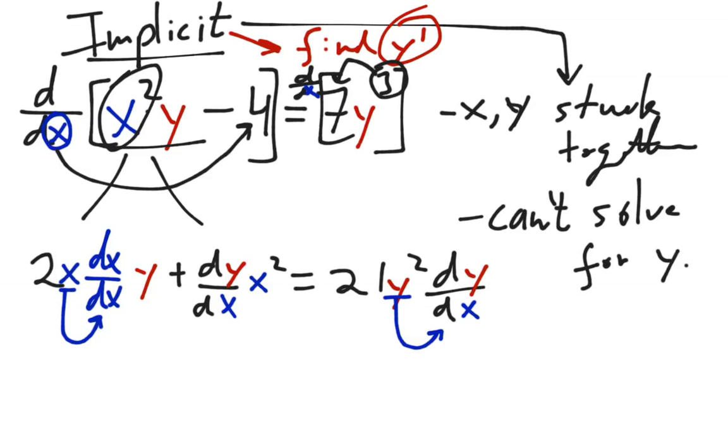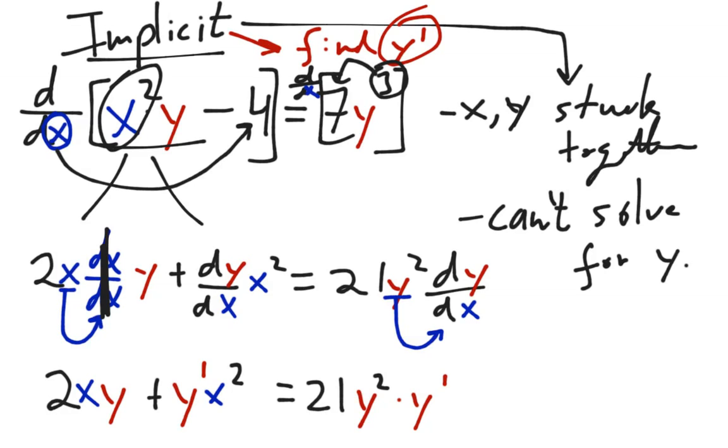Now we're going to simplify a little bit. Here's the simplifying step: dx/dx becomes 1, so we can get rid of it. And we're left with this, 2xy plus, and now I'm going to rewrite this as y prime x squared, like that. And that's going to equal 21y squared times y prime, just like that. Now, be careful, don't combine those. That's not y squared times y to the first. y prime is the derivative, so you cannot multiply that with the y squared and simplify it. So this is as simplified as it's going to get.